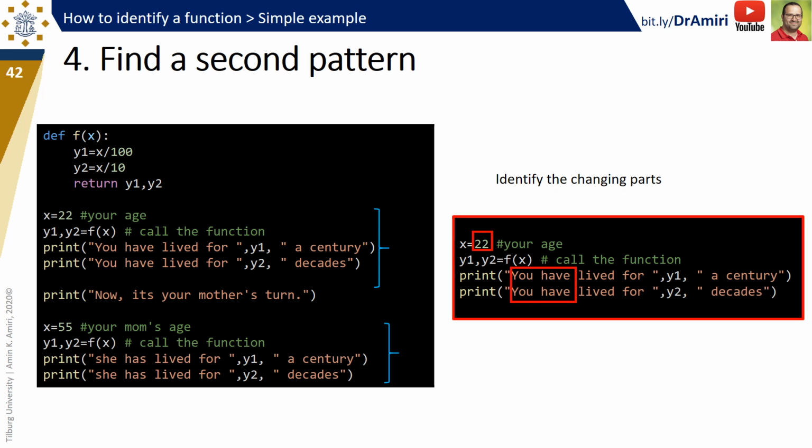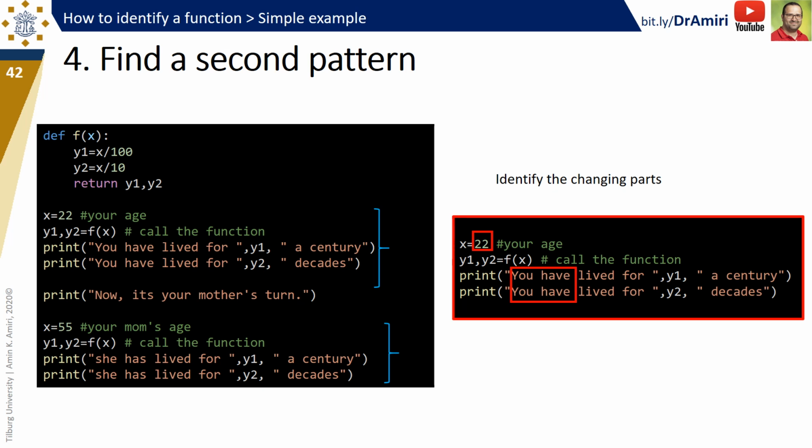I can see that there is a pattern in this code that starts with setting x to a value, which is 22 or 55. Then I call the function f(x) to set y1 and y2. And after that, I do a kind of printing. So what I need to do is to figure out what part of this pattern is changing and what part of this pattern is fixed. As you can see here, the value that x is set to is different. It can be either 22 or 55.